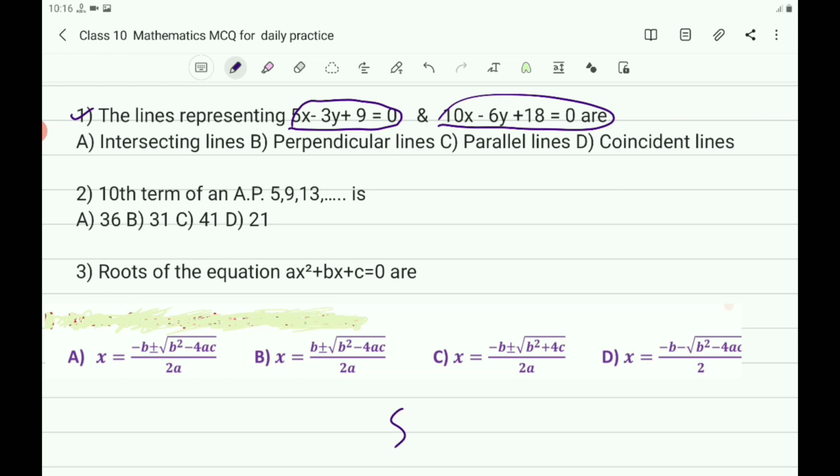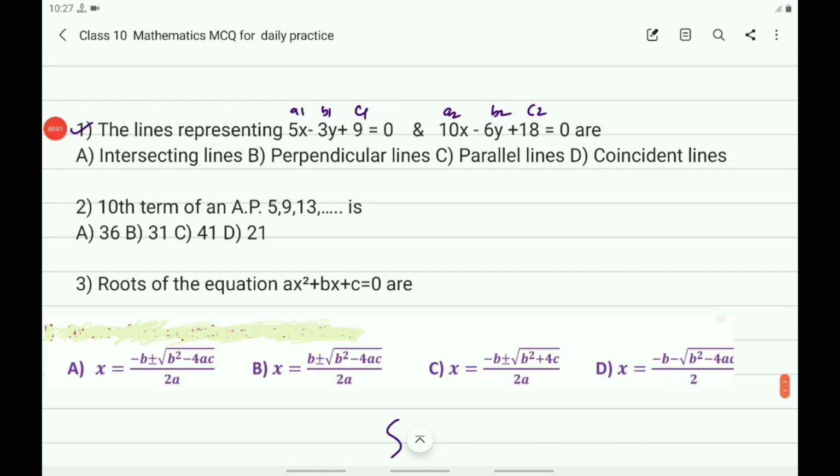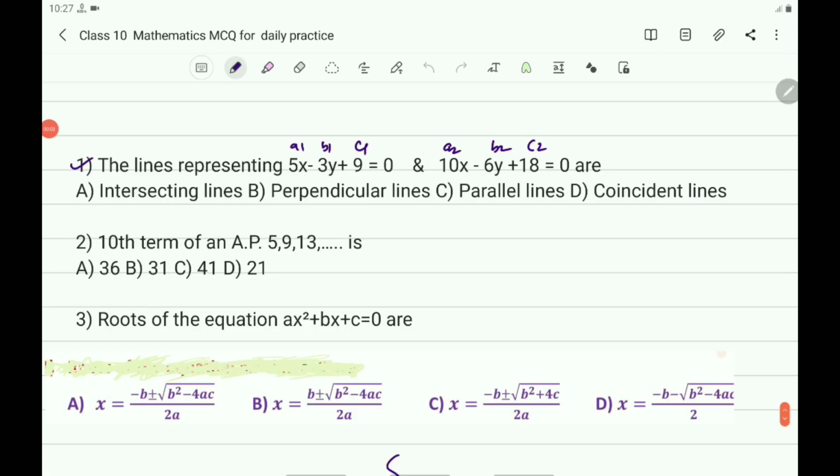So you find a1 by a2, b1 by b2 and c1 by c2. Here you know that this is a1, b1, c1, a2, b2. Now we find a1 by a2. a1 by a2 is equal to 5 by 10, that is 1 by 2. And b1 by b2, that is minus 3 by minus 6, that is also 1 by 2. And c1 by c2, that is 9 by 18, that is also 1 by 2.